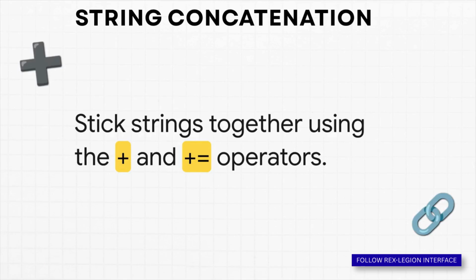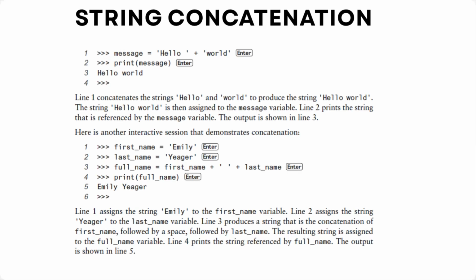Moving right along, let's talk concatenation. We can easily glue words together using the plus operator, or we can use plus equals to continuously append text to an existing variable. If you have the string hello and you add it to the string world using that plus sign, Python just seamlessly binds them into hello world. It's literally the digital equivalent of snapping 2 puzzle pieces together.